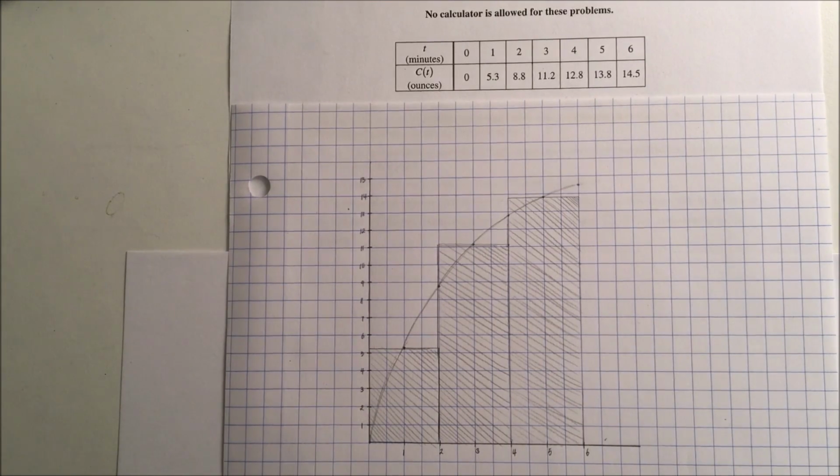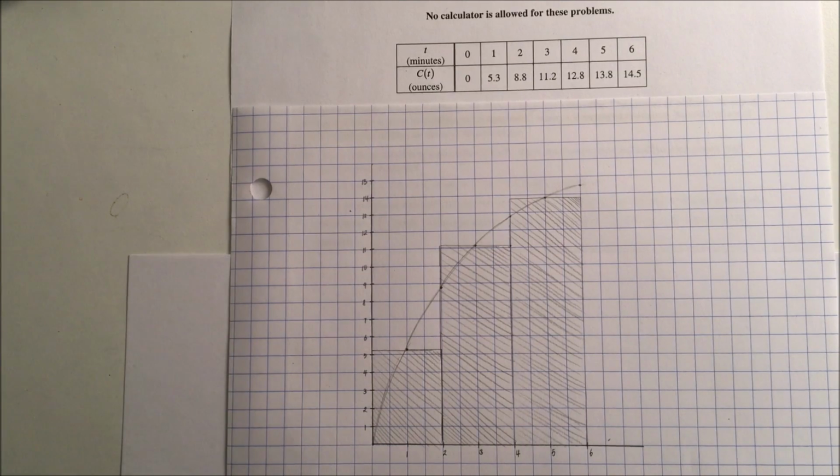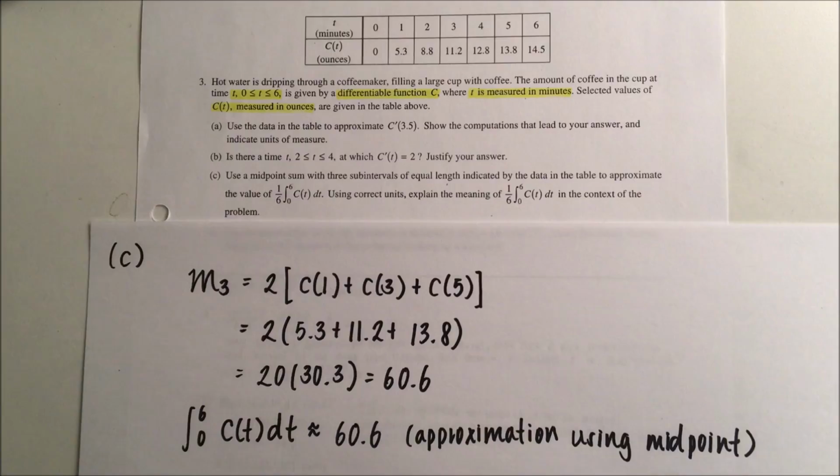After sketching out the graph, we can see that the midpoints are every other point in between, so t equals 1, 3, and 5 are where we set the midpoints. Now we can see that the width of each rectangle is 2. Since we know c of 1, c of 3, and c of 5, now we can calculate the midpoint area of these rectangles. The area that we just calculated is the approximate value of the integral of c of t from 0 to 6. Now we have to multiply this by 1/6 to complete the problem.